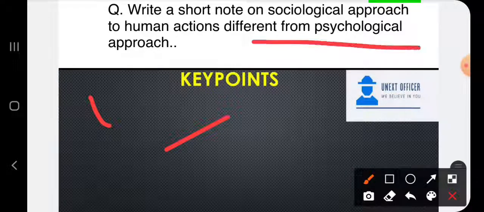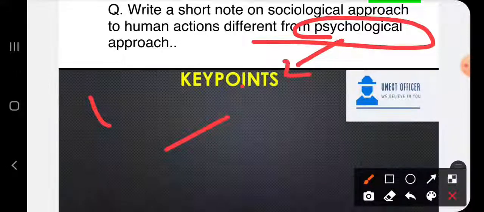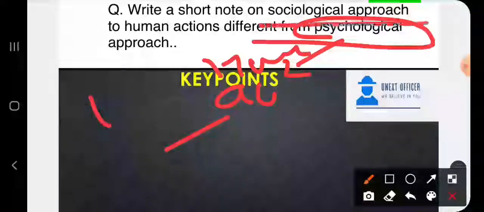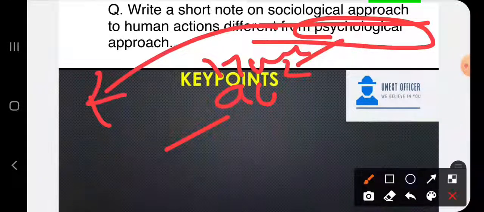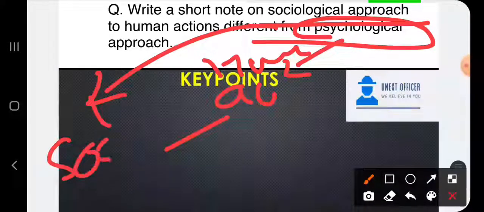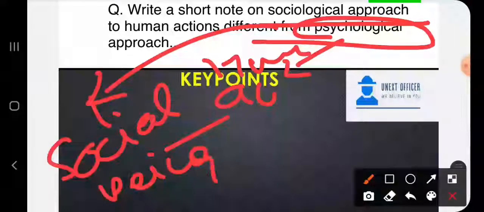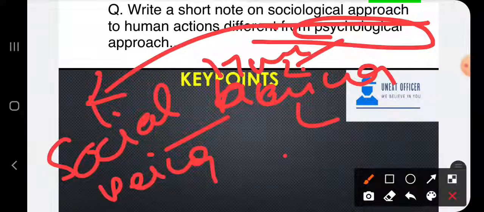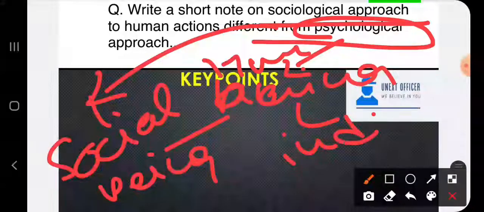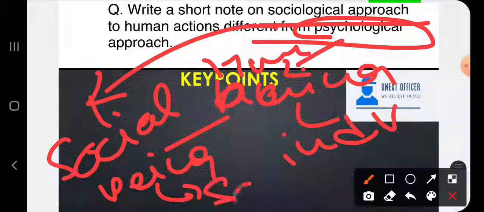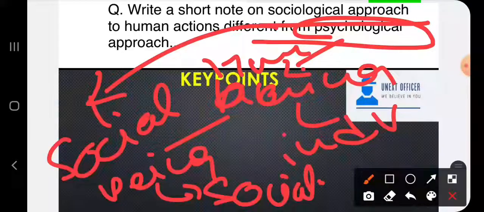Here, in the psychological approach, human actions are guided by actions. Whose actions? Human actions. And in the sociological approach, we are studying the social being. Here, human being, right? And it's individualistic in nature. That is the sociological approach, we studied about this social nature, right?